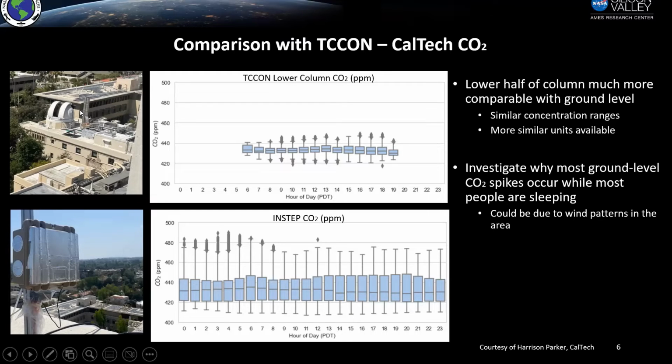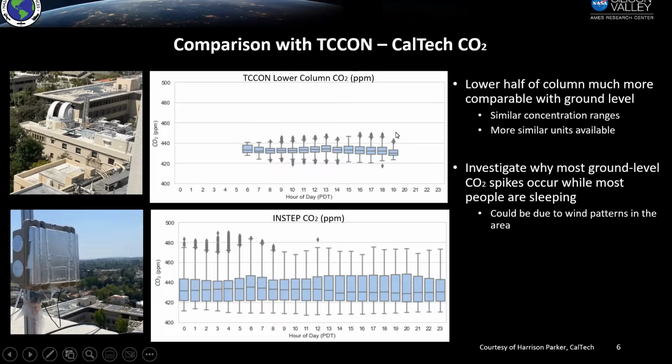Just to give you an idea, our INSTEP monitor is actually a bit higher, a few stories higher than the TCON, just based on where the rooftop is. But it is basically right across the street, maybe about 200 feet or so away from the TCON. So they are pretty closely co-located still. So now looking at the actual data.